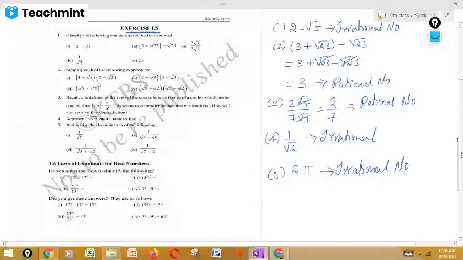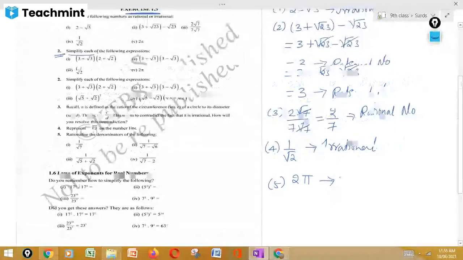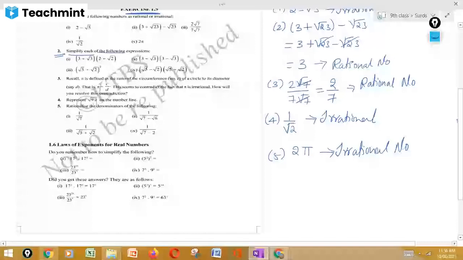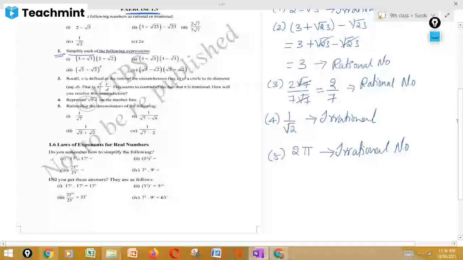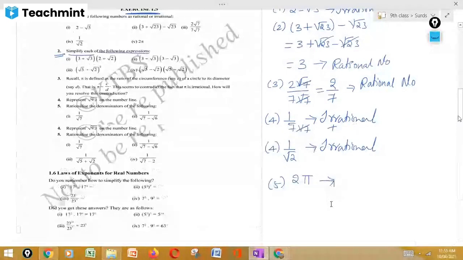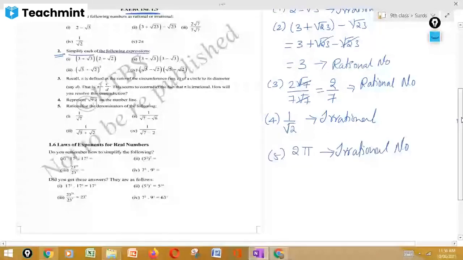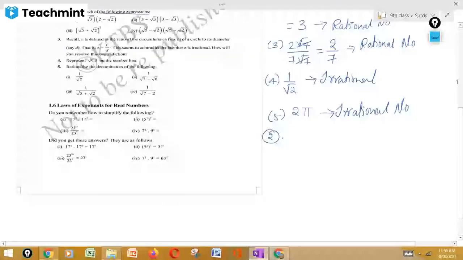Now we shall see the second question. Simplify each of the following expressions. So already we have learned how to add and multiply the surds. So here simplify means we have to reduce to the simplest form. And the first question is (3 plus root 3) into (2 plus root 2). Shall we start that question now? In the second main, you have got the first question, that is (3 plus root 3) into (2 plus root 2). So we are going to solve this example.